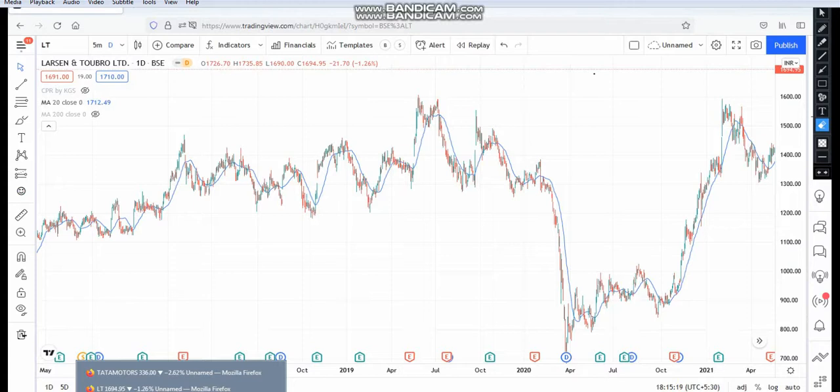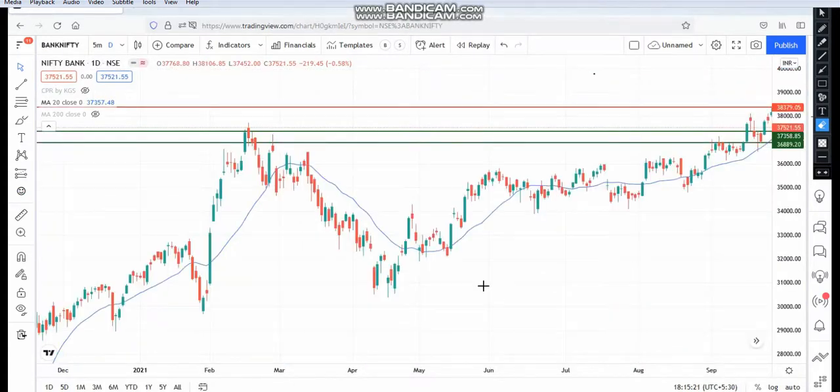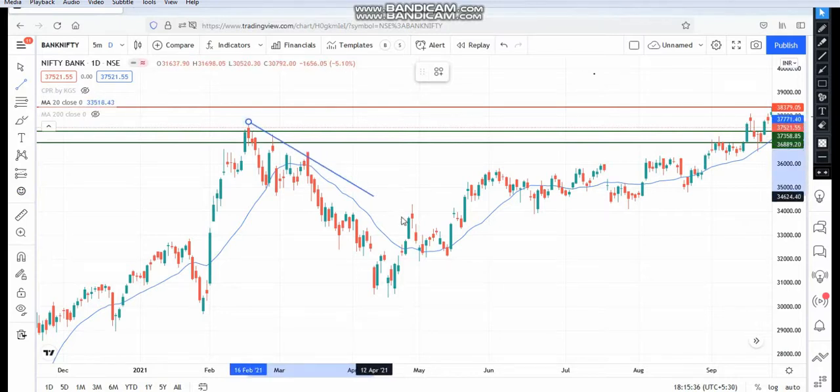And the next one, the fourth one, what we are going to see is Bank Nifty. Okay, this is a chart of Bank Nifty. The same way I am going to draw a triangle pattern. Here I have seen the triangle pattern. Here you can see. Okay.